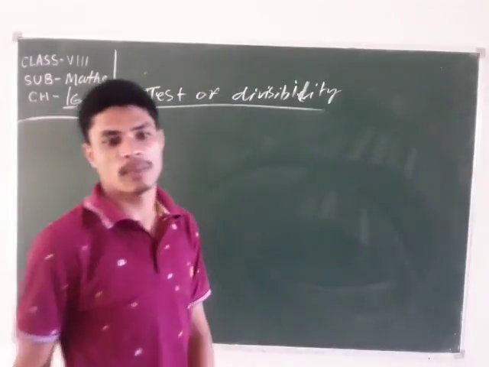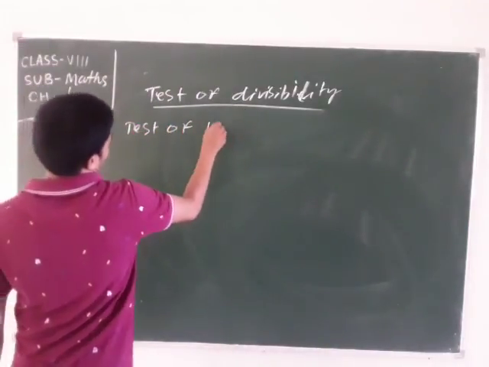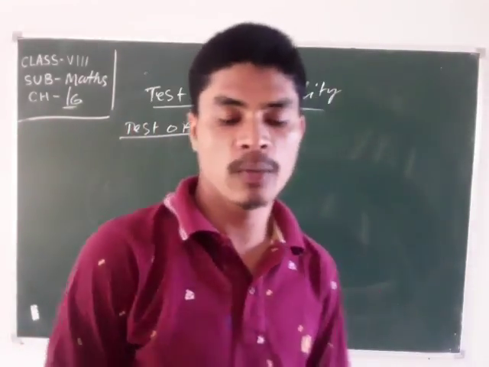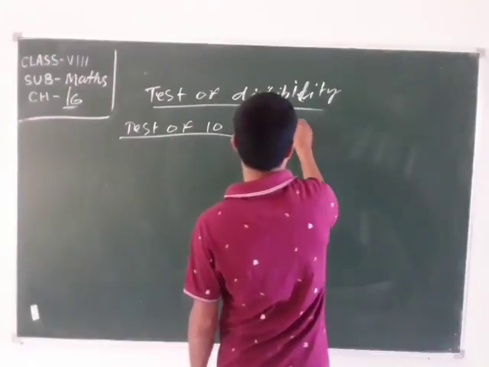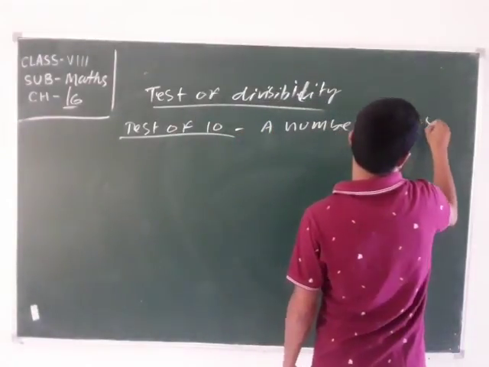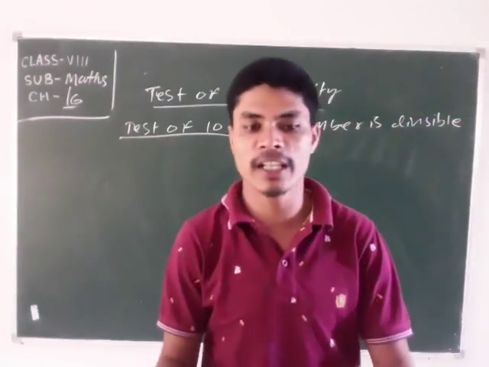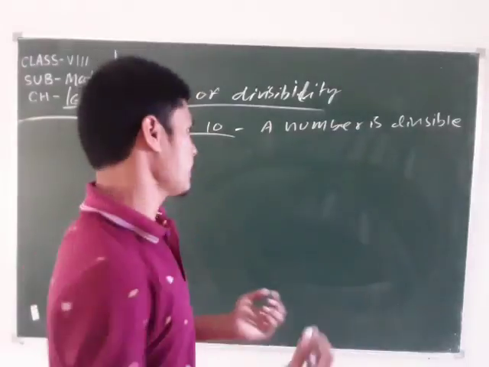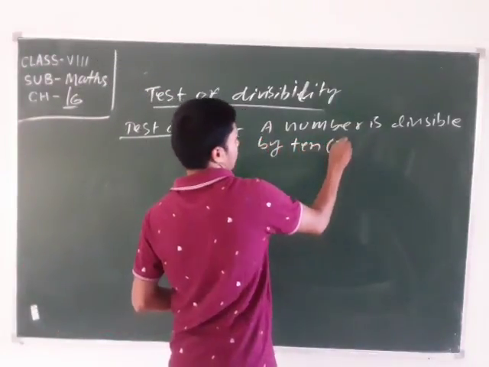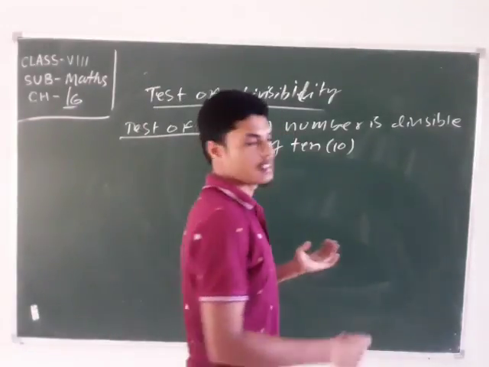First we know about the test of 10. What is the test of 10? A number is divisible by 10. That means if any number is given that is divisible by 10, okay, that means tens if it's 1 digit.